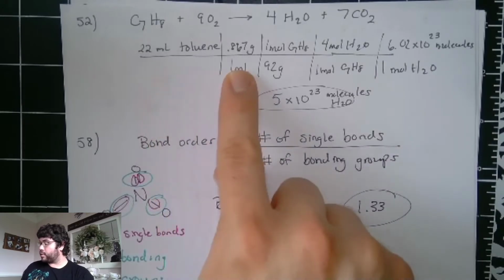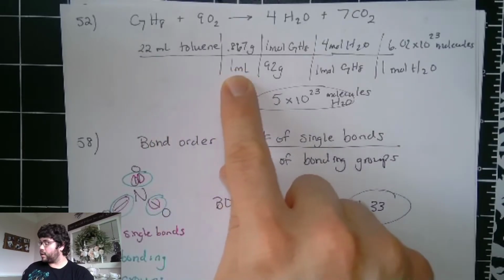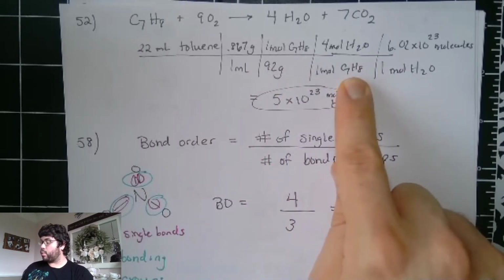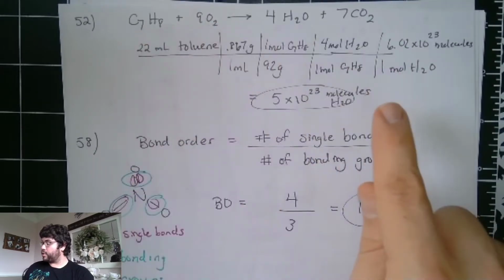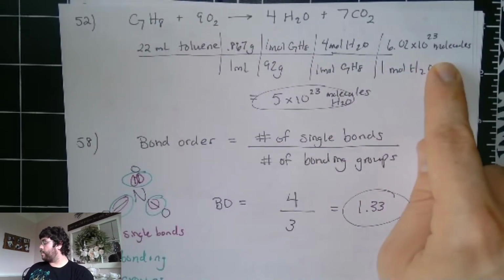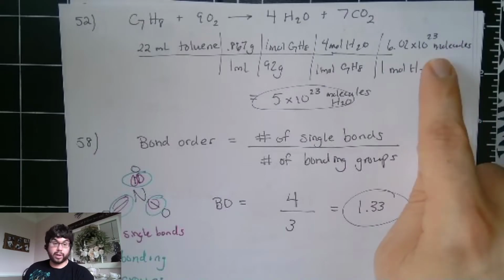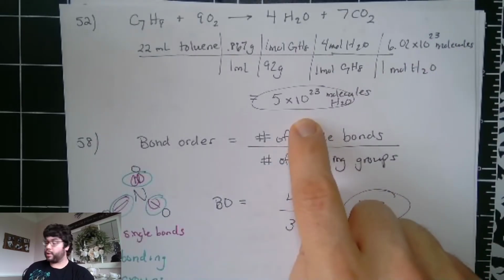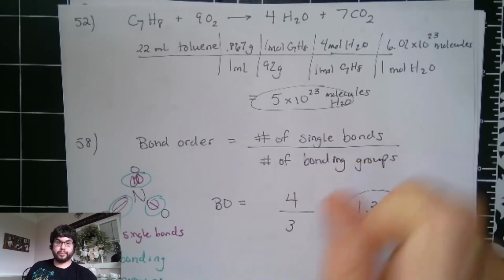22 mils converted to grams using the density, and then converted to moles using the molar mass of toluene, and then converting to moles of water by using the molar ratio, 4:1, and then multiplied by Avogadro's number to get molecules. And you should get around 5 times 10 to the 23rd molecules of water.